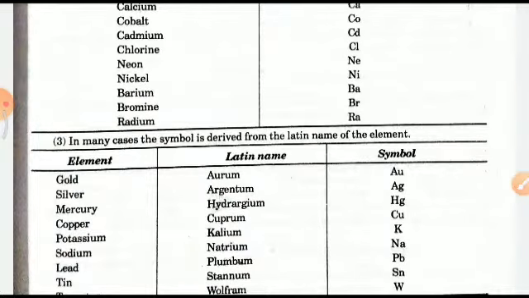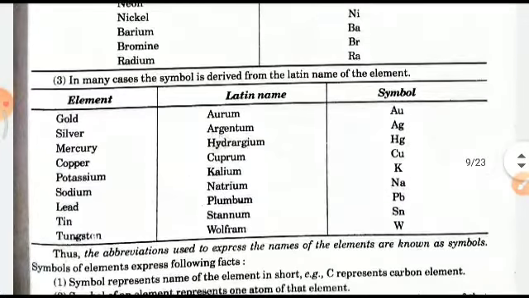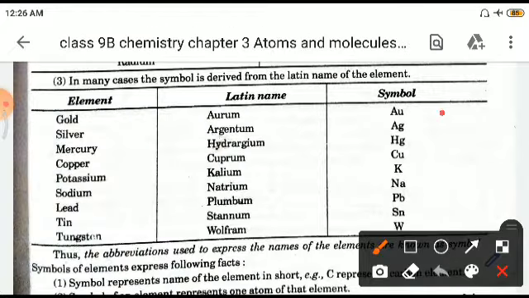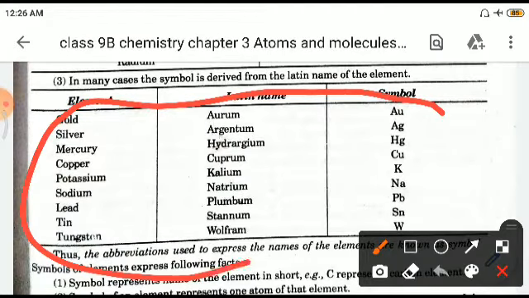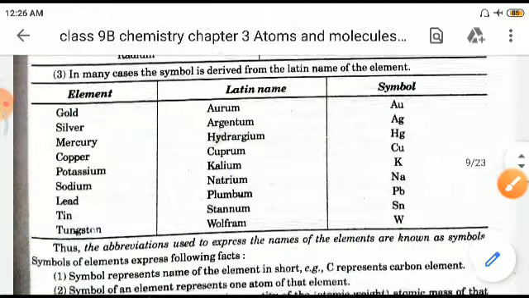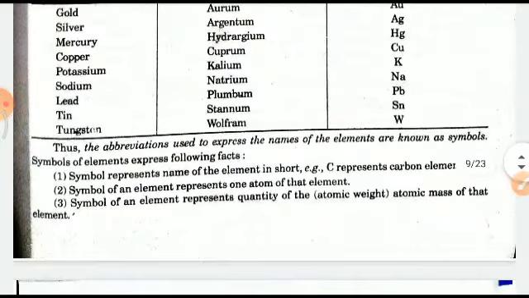In many cases, the symbol is derived from the Latin name of the element, right? Gold's Latin name is aurum, silver is argentum, right? Mercury is hydrargyrum, right? This is super duper important because the names are not common. They have got nothing to do with the spelling of these elements, right? Rather it is the Latin name which you need to remember. Thus the abbreviations used to express the names of the elements are known as symbols.